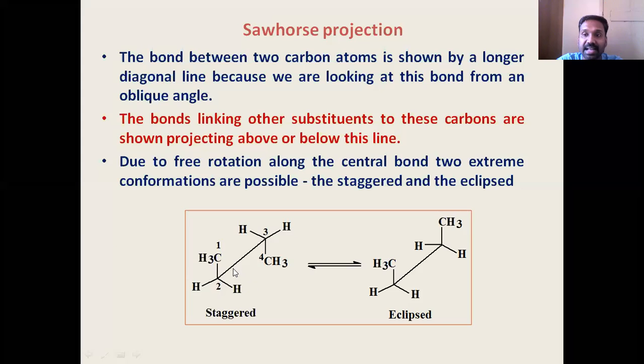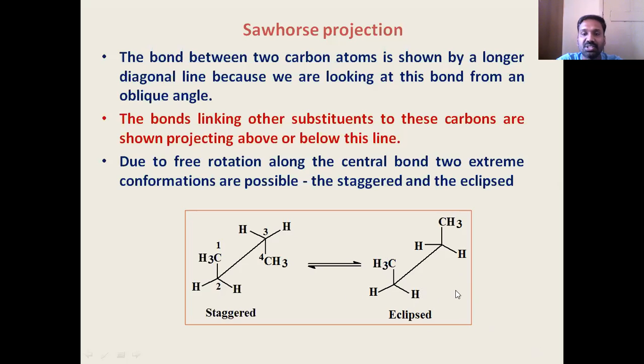Okay. Why is it staggered? You can see, right? The methyl group on the second carbon atom and the methyl group on the third carbon atom are anti-parallel in nature. One is up and the other is down. So if you convert this into the Newman projection, you will get staggered. You convert this into the Newman projection, you will get the eclipsed conformation. Okay. So this is how we write the Sawhorse projections of molecules.